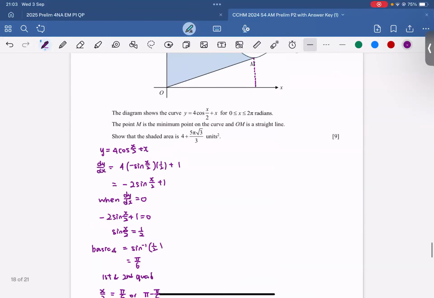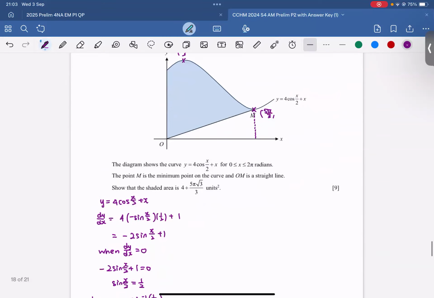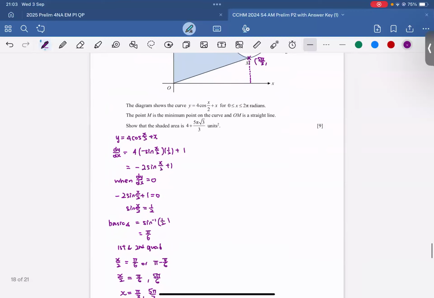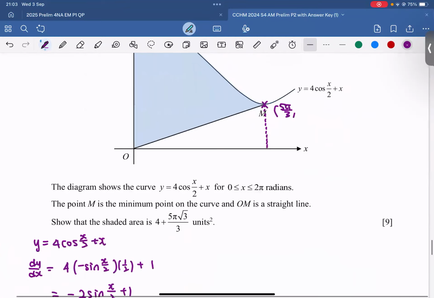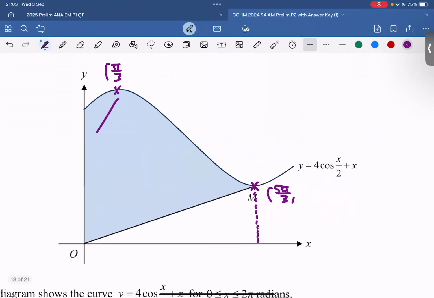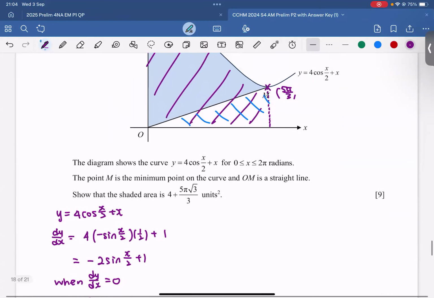So from here, we can see that this x coordinate is actually pi over 3. The x coordinate here is actually 5 pi over 3. Okay, with this information, actually, we can do our integration and find the area already. So to find the area is actually the integration of the curve minus away the triangle. But to find the triangle, we need to know the height. So we try to find the height first, which is just your y coordinate.